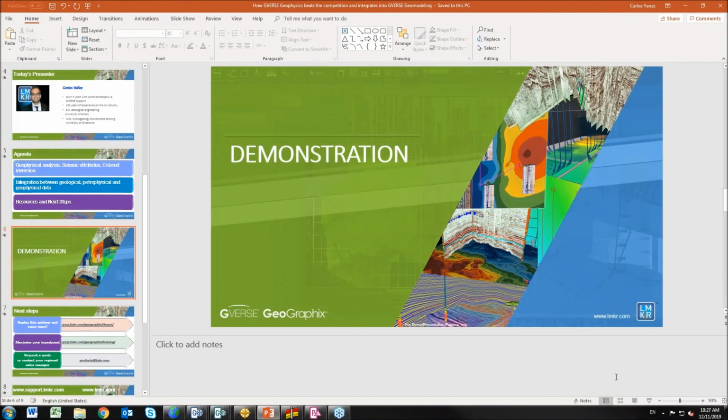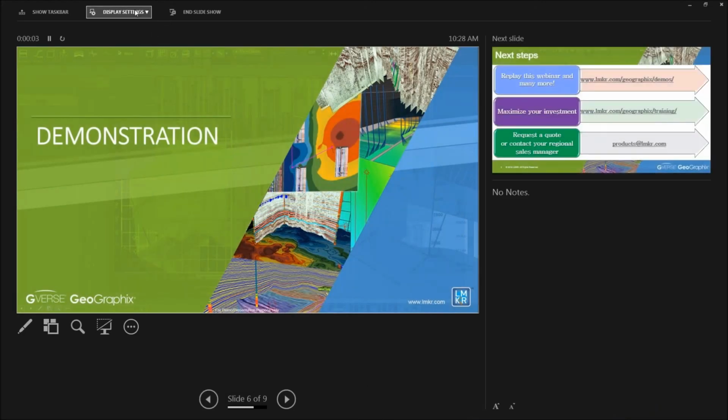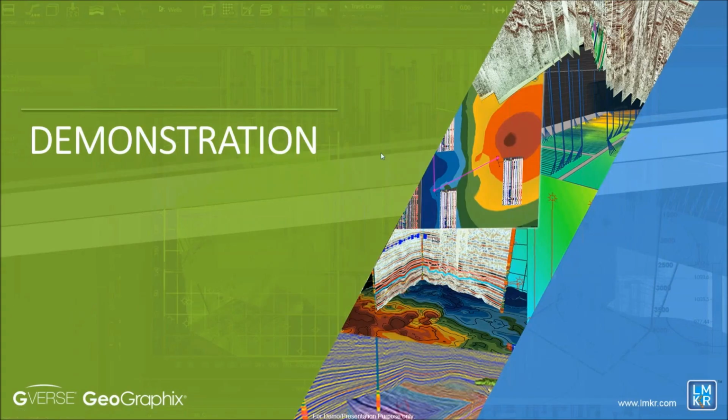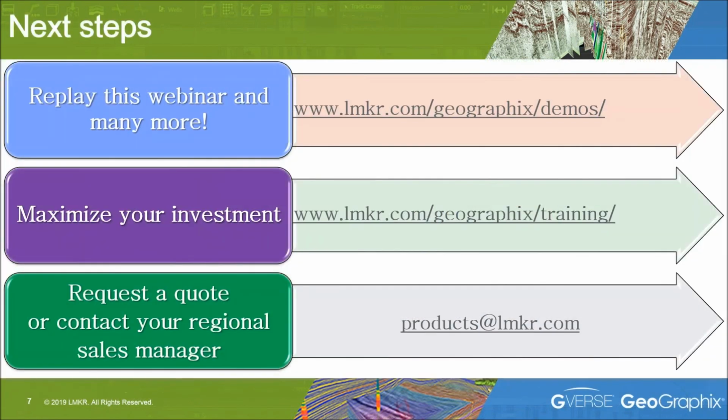Well, as I was saying, this one was pretty much, let me switch this one, just to show you how you can integrate the different types of tools that we have inside GVERSE and GeoGraphix, especially on the geophysical part, such as colored inversion to get some acoustic impedance and extract some of the values for your seismic directly from GVERSE Geophysics. Create your volume and apply that volume as a backdrop into your geological interpretation.